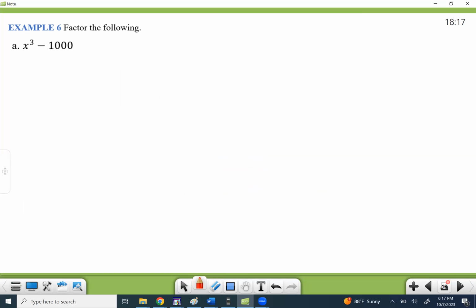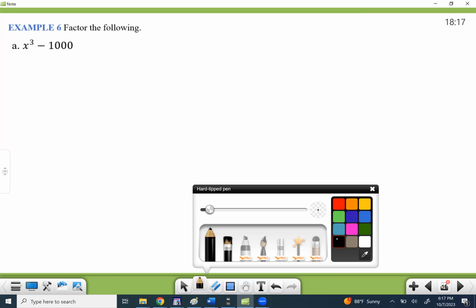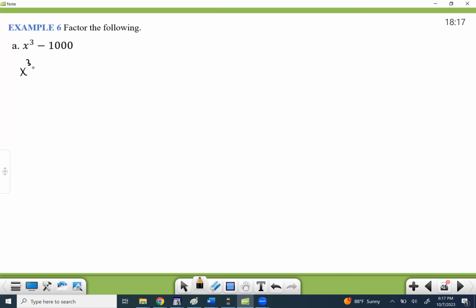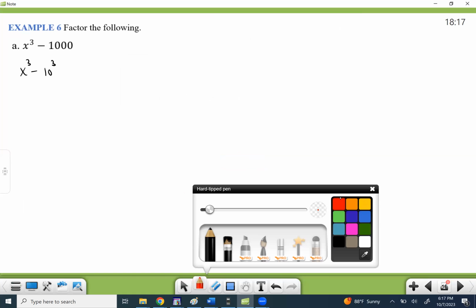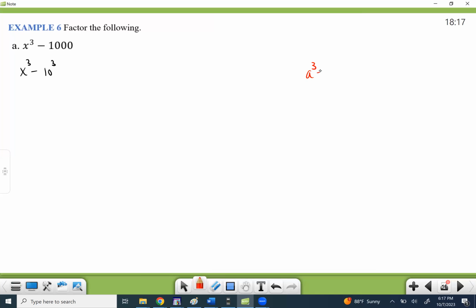So the very first thing you want to do is you want to write this as a difference of cubes. So I'm going to rewrite it as 10 cubed. So now it looks exactly like the formula, right? I'll write the formula over here just so we have it to compare. Something cubed minus something cubed. We totally have that. Let me write it out. So the first one's going to be the same sign. The second is going to be the opposite. And the third is always plus.